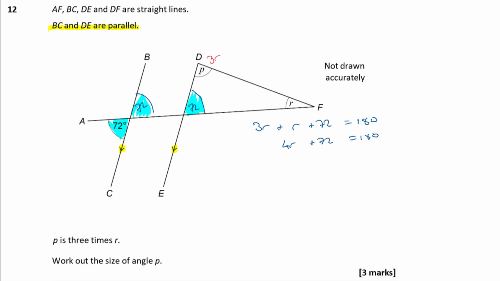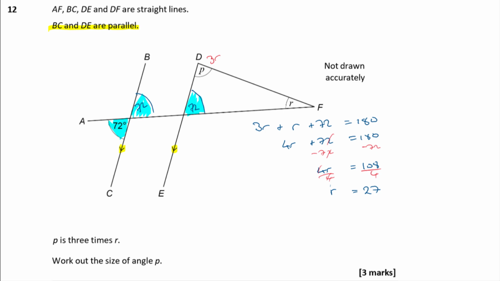And then taking 72 away from both sides, they're going to cancel, leaving me with 4R. And then 180 take away 72, that is 108. So that gives me a value of R by dividing both sides by 4. 108 divided by 4, 25 and 2, that's what, 27? So R is 27.